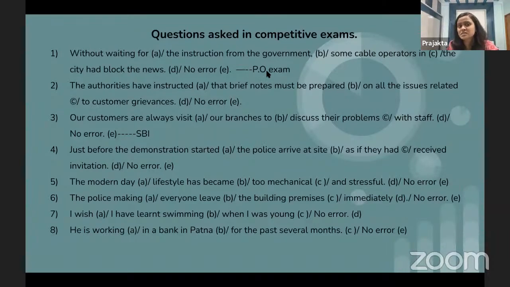In which sentence is there an error? Okay, see this example. Without waiting for, okay, it is fine. The instruction from the government, it is also okay. Some cable operators in, it is also fine.